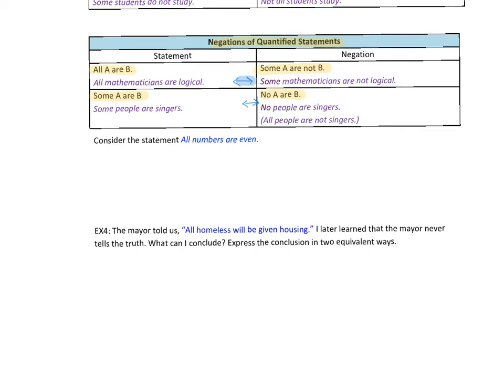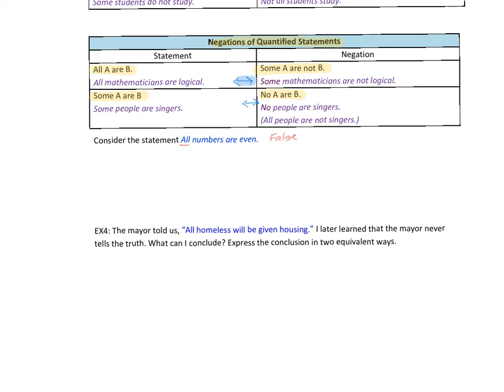or no. So now let's just consider this statement, all numbers are even. I'm going to show you why a negation of all doesn't go to no, and a negation of no doesn't go to all. Okay? All numbers are even. Notice that this statement is false. 3 is a number, 3 is not even, so this statement is false. So if I negate this all statement, then its negation is going to be true.